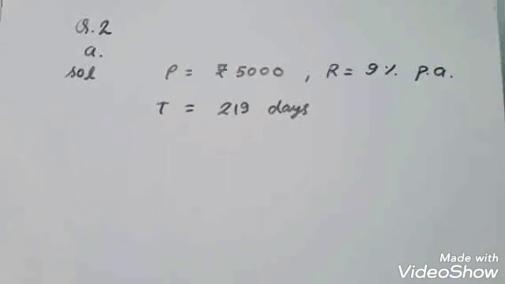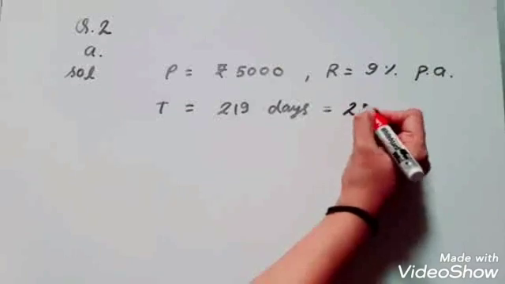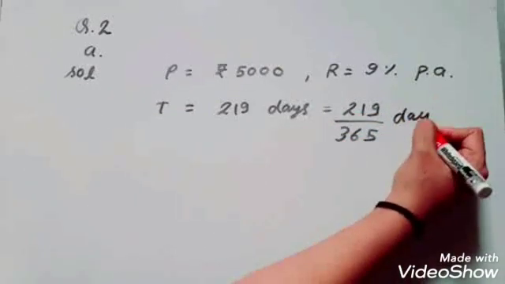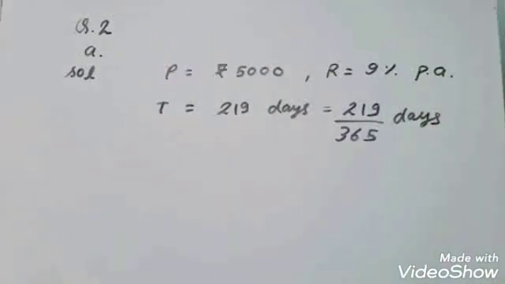Now, question number 2, part A. Principal, rate and time are given, and we have to calculate amount. So, principal is 5,000, rate of interest is 9% per annum, and time is given in days, 219 days. So, we need to convert these days into years by dividing it by 365 days.